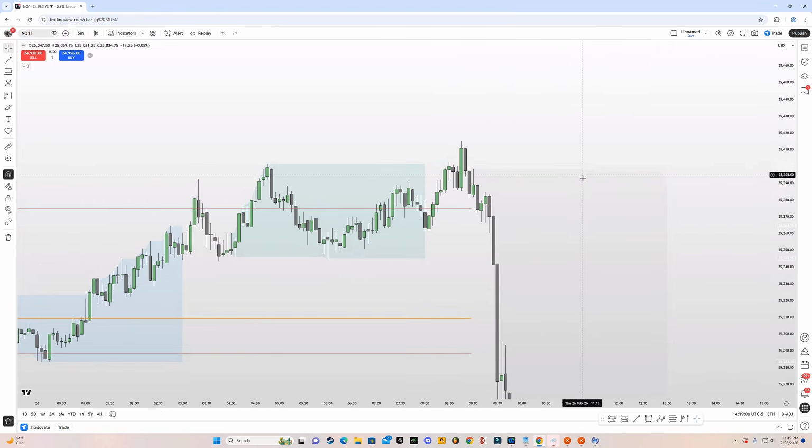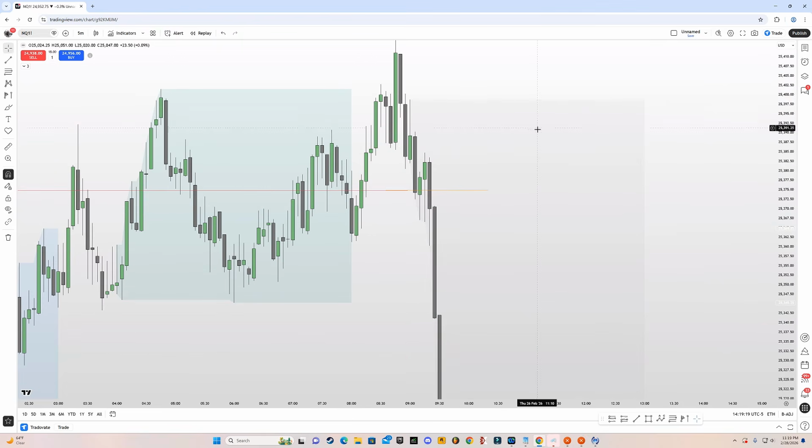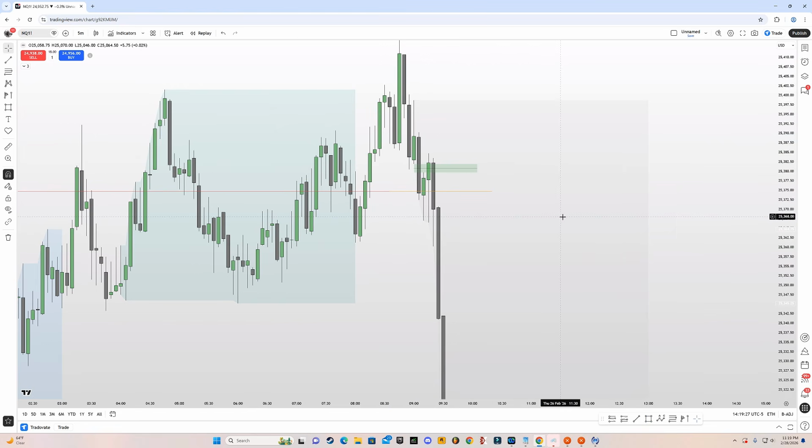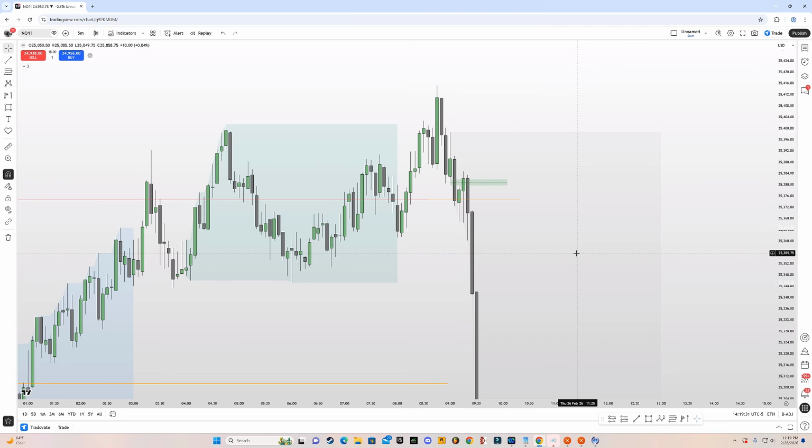Now, you can clearly see that we are above the value area high, okay? So all we really need to see here is price closing below this level. And you can clearly see that we closed below this level. And what do we have here as well? We have a fair value gap, okay? So that is your precision with ICT, okay? That's what ICT helps you with in this model.